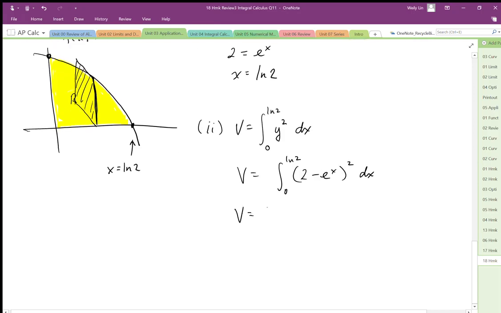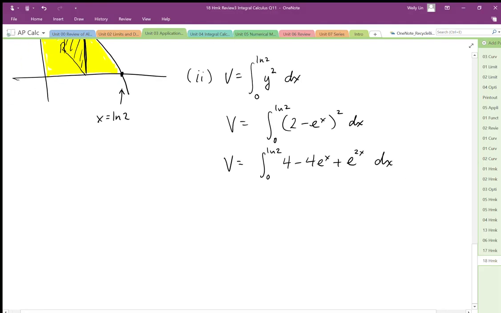So I've set up my integral. I'm going to expand this so I can integrate it a little bit easier: 4 minus 4e to the x plus e to the 2x, and then multiply that by dx. Now I have an integral that's a little bit easier to work with. So integrating this, I get 4x minus 4 times the integral of e to the x, which is itself, plus the integral of e to the 2x, which is itself, but because of the compression by 2, I have to divide by 2, from 0 to log 2.